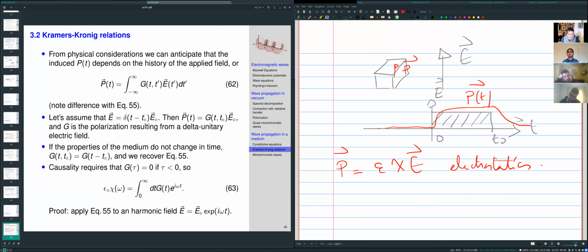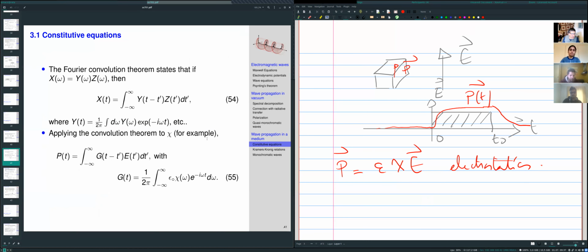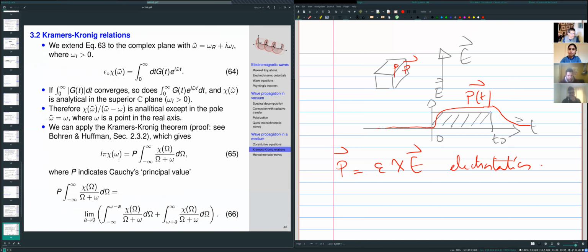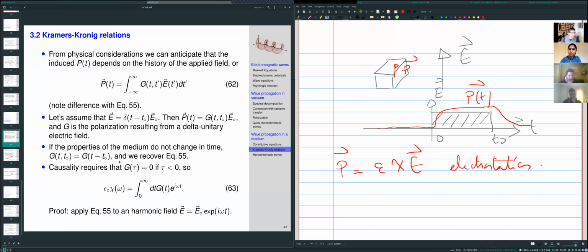Now I said that there is a difference with equation 55, which is this one. Because here I'm writing G as t minus t prime because of the convolution. Here, I'm not invoking the convolution theorem, sorry. I'm just using the fact that from physical consideration, there should be a relationship like this one.